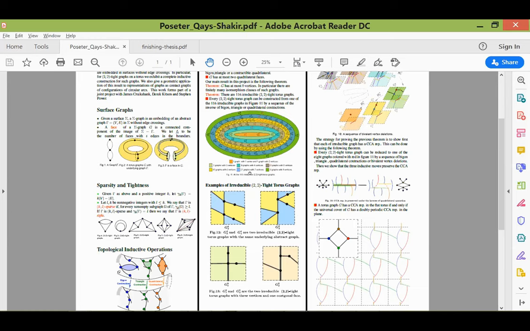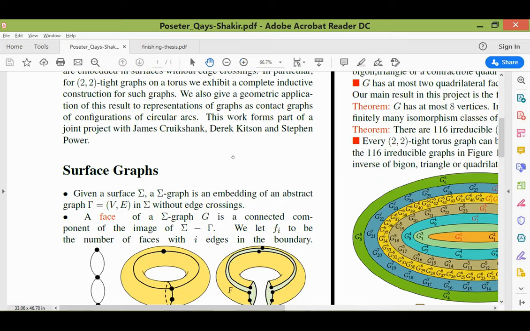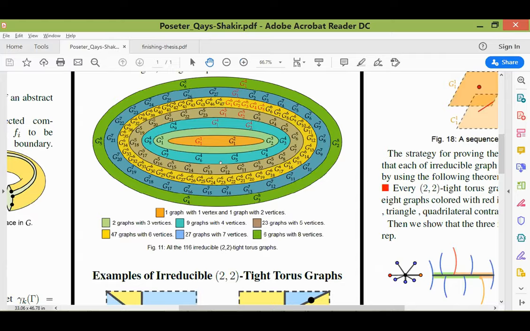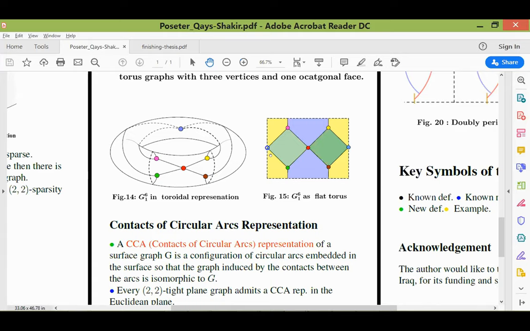But because I have this theorem saying that G has at most 2 quadrilateral faces, each irreducible graph with 8 vertices should have 2 quadrilateral faces. For example, I will show you this one. This is 6 vertices. Although there are 2 quadrilateral faces, I can build the graphs with 8 vertices by adding, for example, here one vertex with 2 edges, and here one vertex with 2 edges. Then I get one irreducible graph with 8 vertices. I need to add the vertices here, then I will get all the two-type torus graphs with 8 vertices. So it wasn't very hard to find by hand.